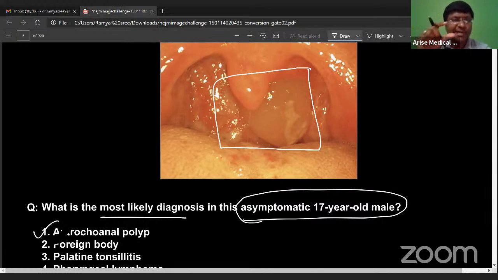So that polypoid structure, where exactly is it present in the nasopharyngeal area, right? That is exactly at the junction of the soft palate and the pharynx, right? It is not even at the soft palate, it is behind the soft palate. So that is exactly the antrochoanal polyp, right? So this is your polyp, right? This is your polyp. Okay. Now we will move on to the next question.